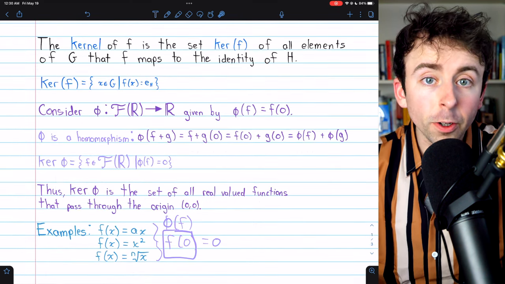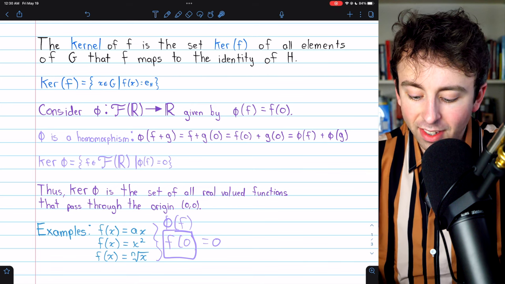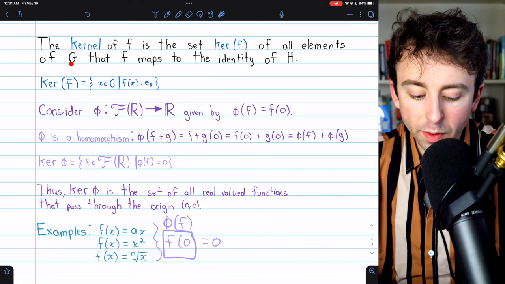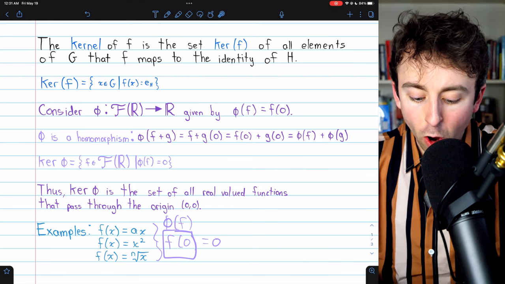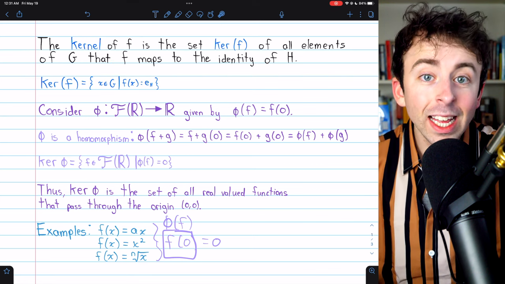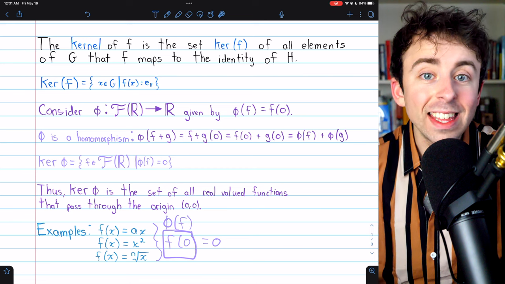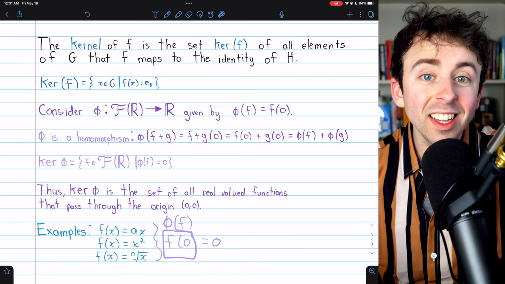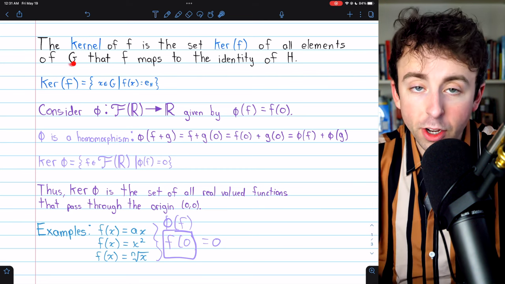So that's what the kernel of a homomorphism is. It's the set of all elements of the domain G that the homomorphism maps to the identity of the codomain H. Let's get into the proof now that the kernel of a homomorphism is a normal subgroup of the domain.